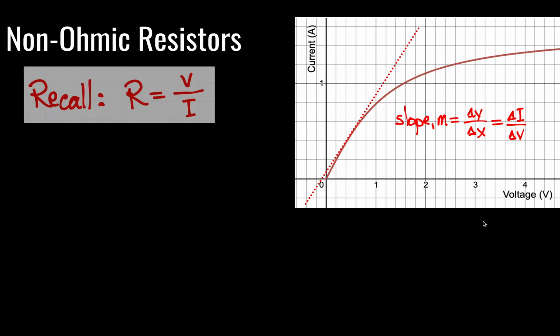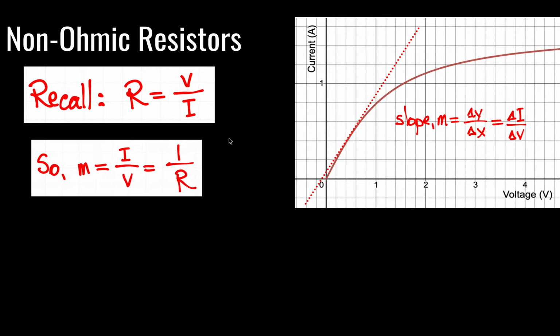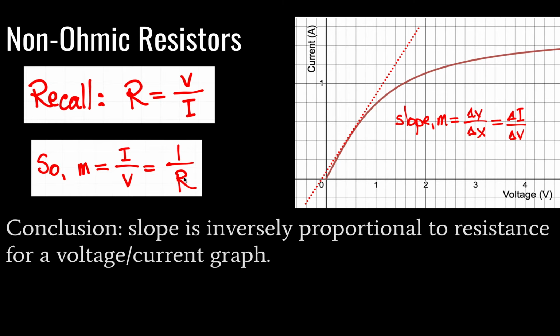Also recall that resistance is equal to voltage divided by current. So if you look here and you look here, you should be thinking to yourself, aha, but maybe you're not. If you're not, let me be explicit. Our slope is equal to current divided by voltage, and this then is inverse resistance, okay? So slope is equal to 1 divided by R.